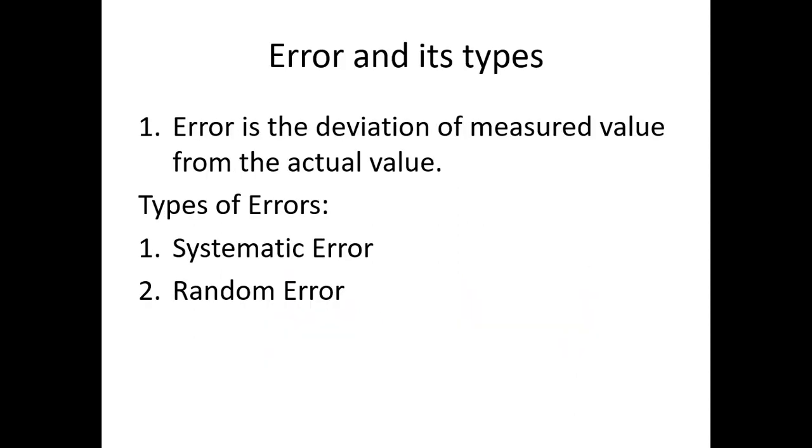Now, in this slide, we are going to discuss the error and the different types of errors. Error is basically the deviation measured between the measured value and the actual value. The types of errors are systematic error and random error.